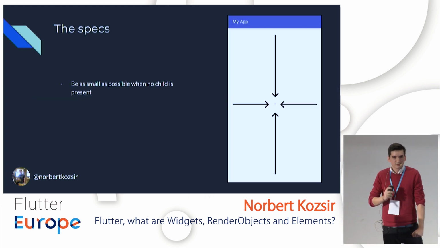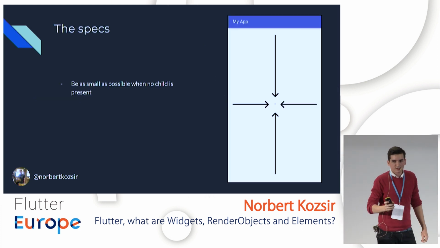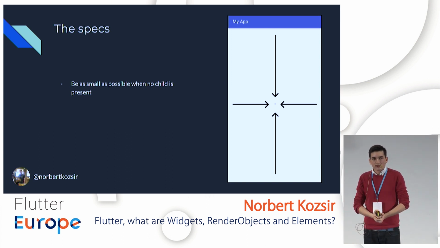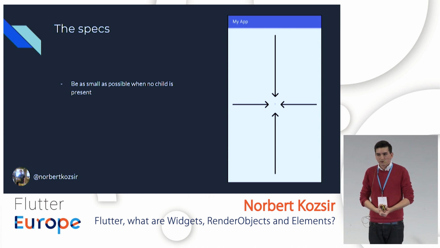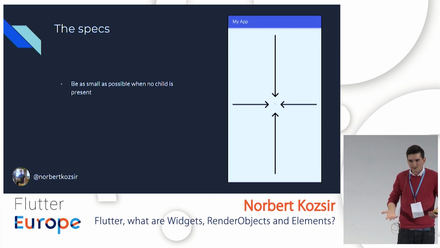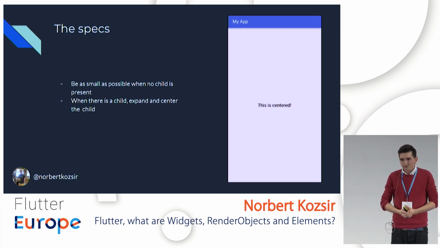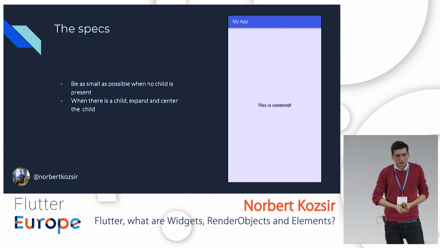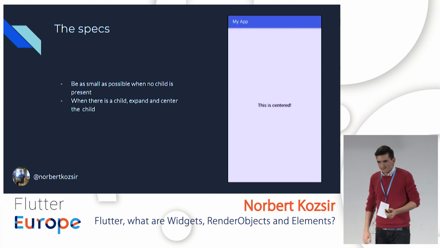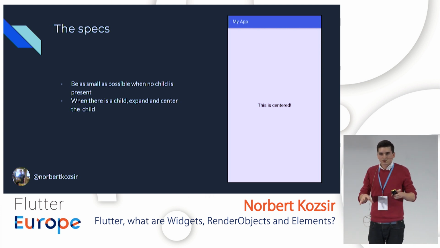Before taking a look at that, let's see the specs. What should the center be? So first off, if we have no child in the center, we want it to be as small as possible. We don't want it to occupy any space, we want it to be just gone. It doesn't do anything, it cannot center anything. Next off, when there is a child, we want to take up all the space, which is indicated by the reddish color there. And inside that space which is taken up, it should center the widget in there.